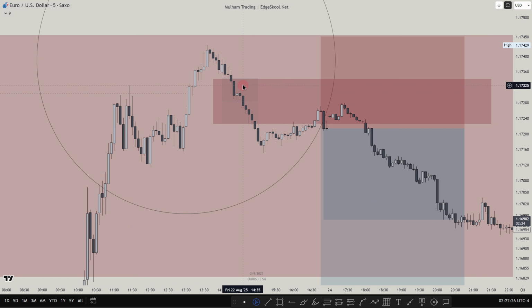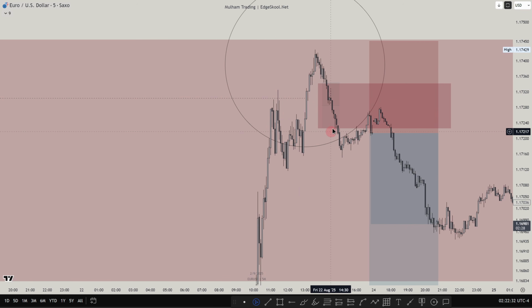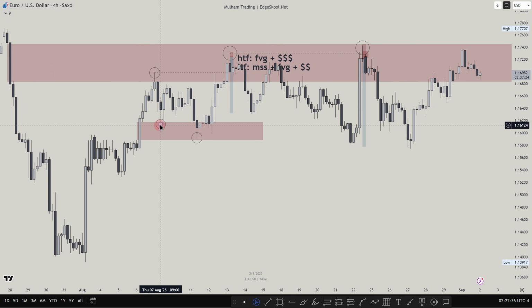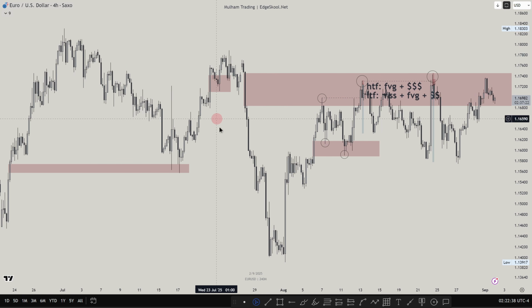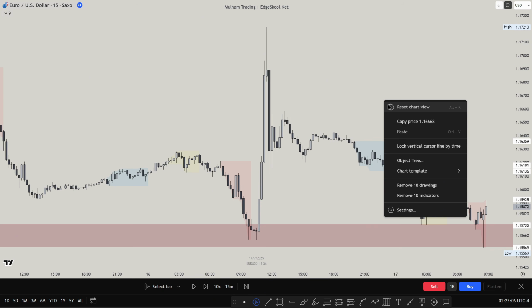It was partially filled, but the 15-minute structure and the 15-minute imbalances were much more clear. So I would stick to the 15-minute in that case. Now, what do we have? We have same thing here and same thing here as well as here. If we take a look at this here, I'm going to go back in time. This is how it looks on the 15-minute time frame.